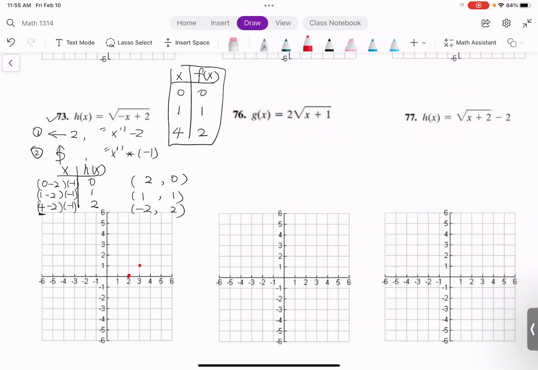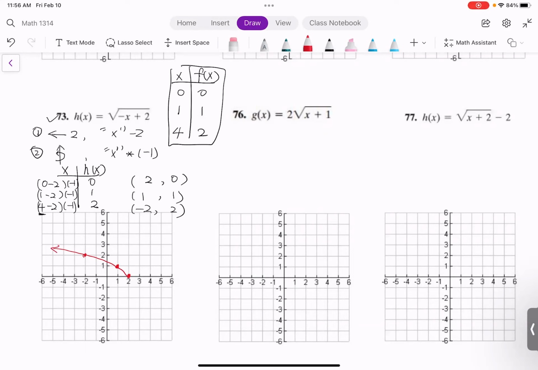Okay. Oh, and the second point is wrong. Let's see. So the first point is 2, 0. The second point is 1, 1. 1, 1 is here. And the third point is -2, 2. -2, 2. Okay, we found them. Then line them up. It doesn't look very beautiful, but let's use a smooth curve. We cannot change the shape of the function, so still keep the same shape.